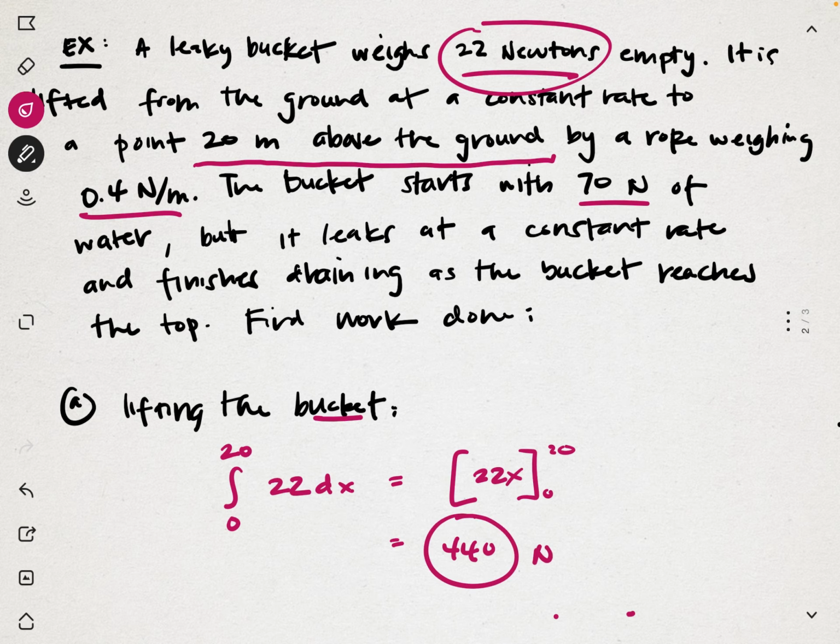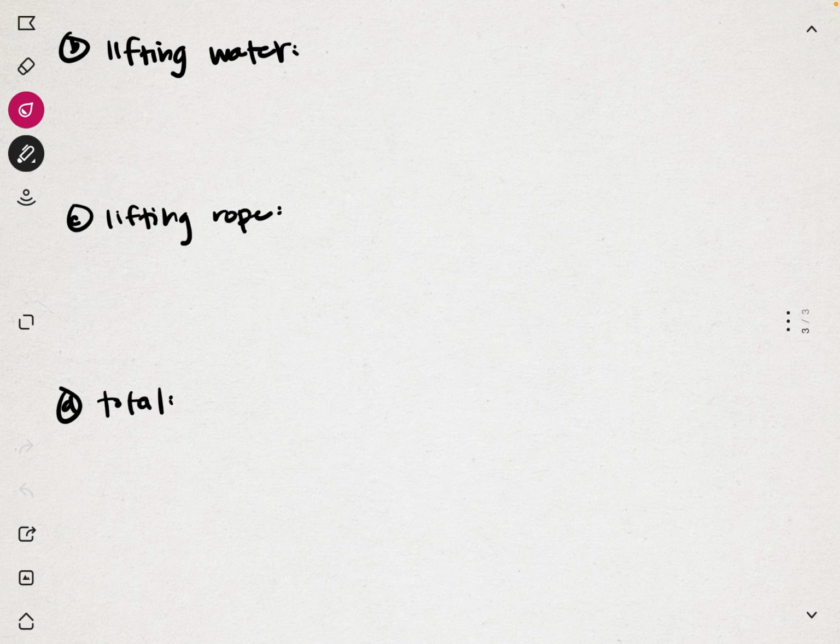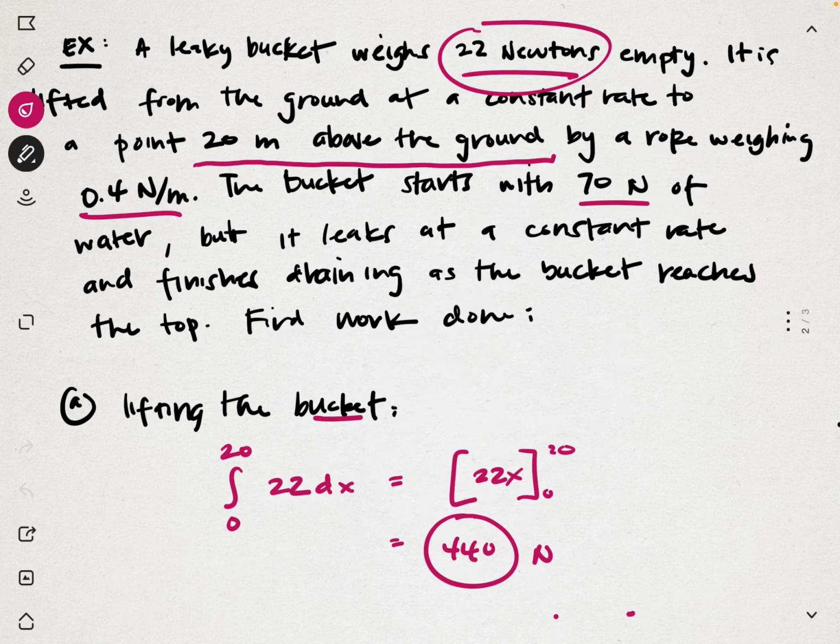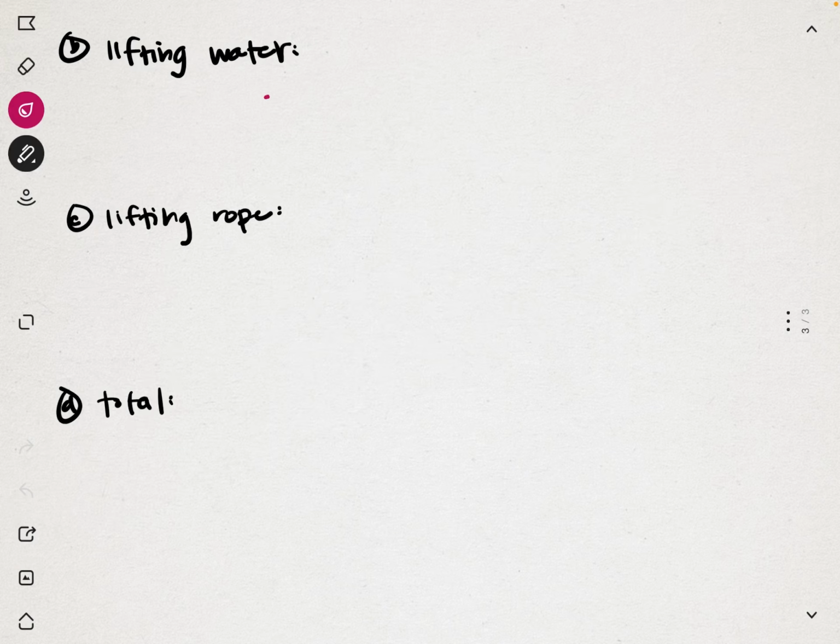Okay, so 440 is how much work it takes to lift the bucket the 20 meters. Okay, on to part B, lifting the water. So the water is a little bit trickier. The water is leaking out of this bucket at a constant rate. So here's the bucket of water. On the bottom, it's full of water.